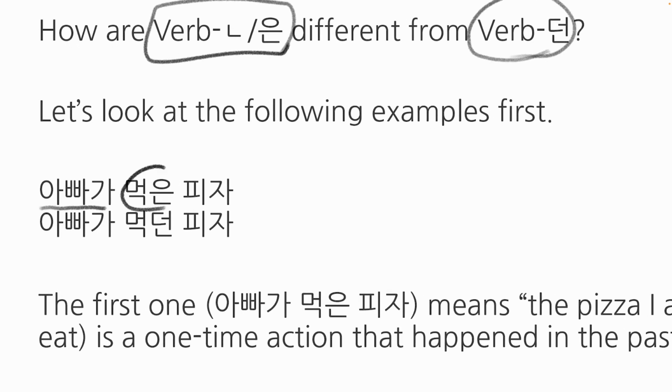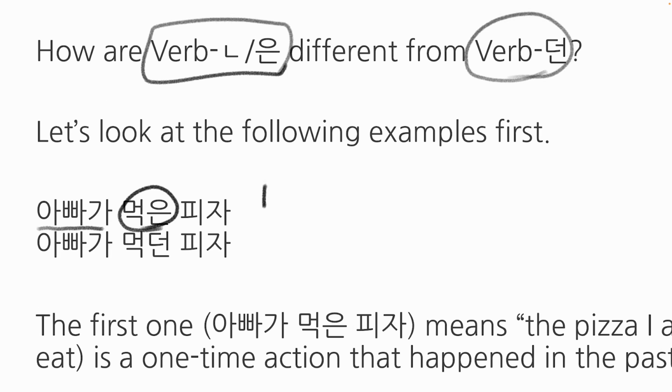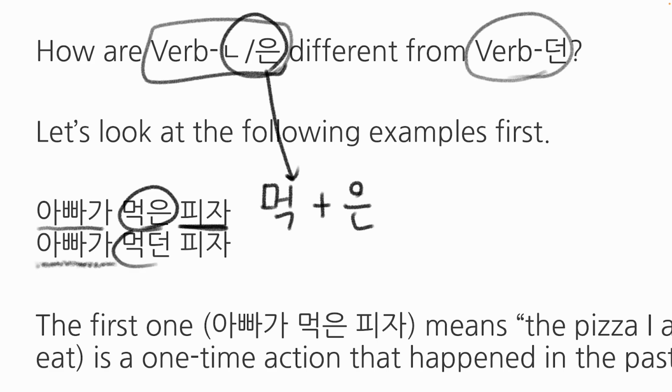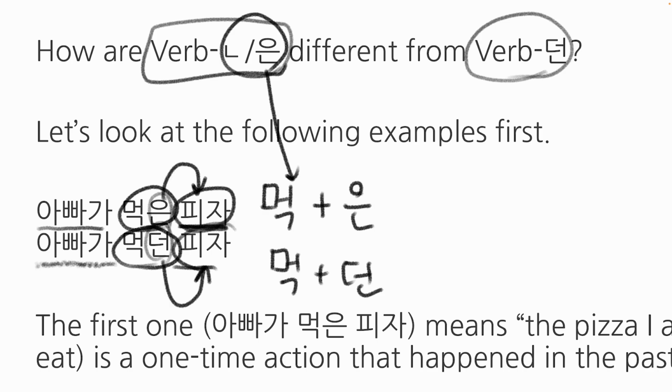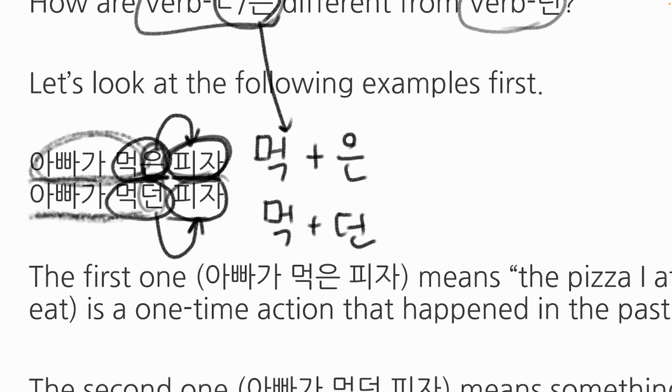아빠가 먹은 피자. This one is the combination of 먹다, which means to eat, right? And combined with the 은 suffix, 은 피자. And 아빠가 먹던 피자. This 먹던 is a combination of 먹다, the verb that means to eat, and then 던. And since both are modifiers, they modify the following noun, right? So 피자 means pizza. Pizza that ate, because it's past tense. And 아빠가 먹던 피자 also means the pizza that dad ate.